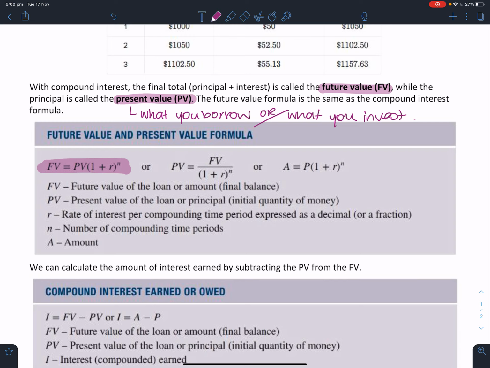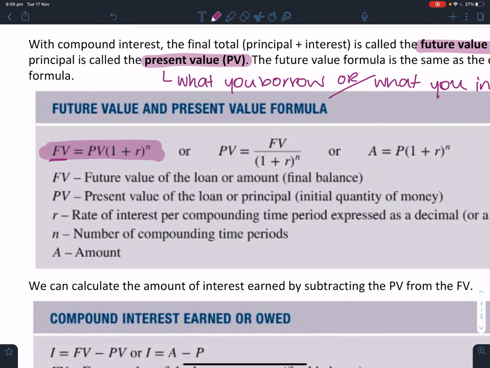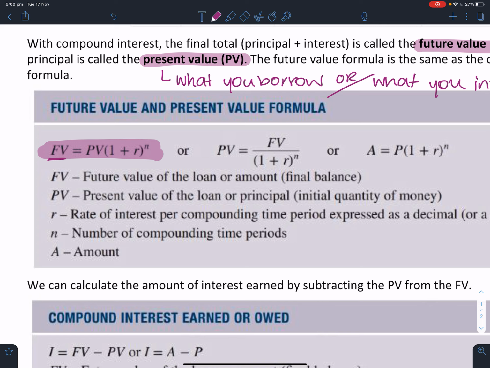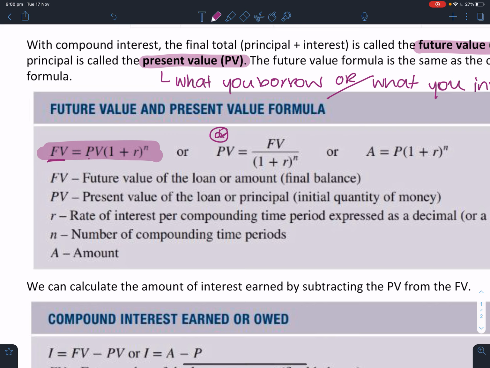Now, the first one is to find future value: present value times 1 plus the rate to the power of the number of terms. We'll talk about the parts of that formula in a moment. If I want to find present value, I will divide future value by 1 plus r to the power of n. I don't think you need to memorize this, because to find present value you would just rearrange this formula, and you learned how to do that in year 11.